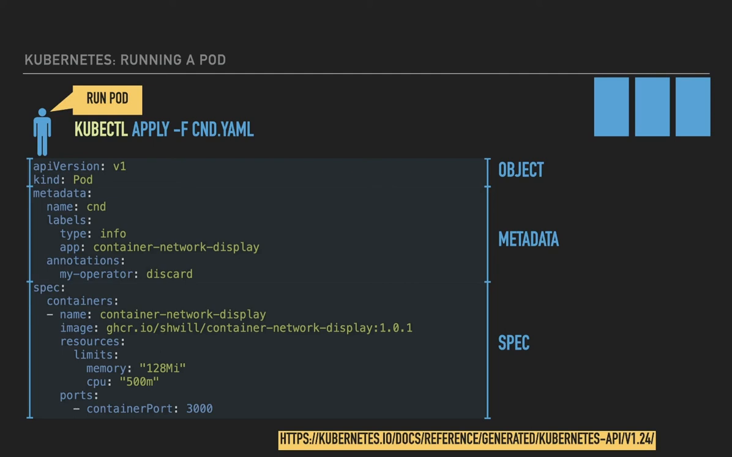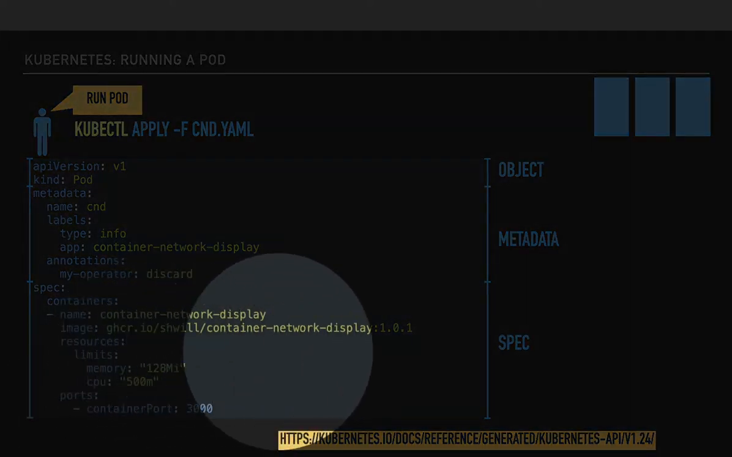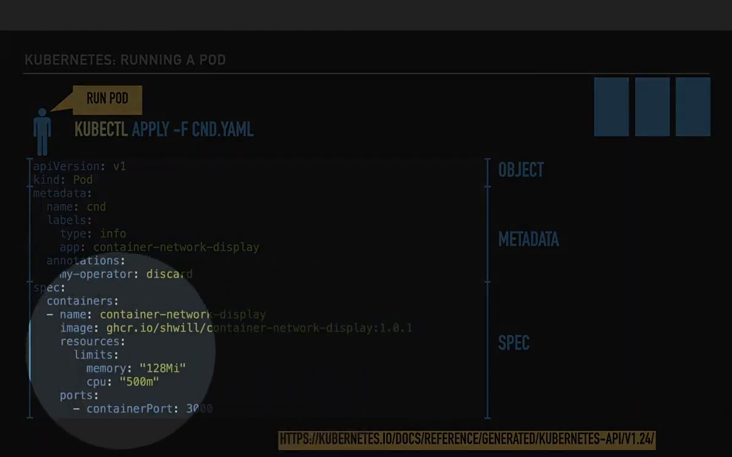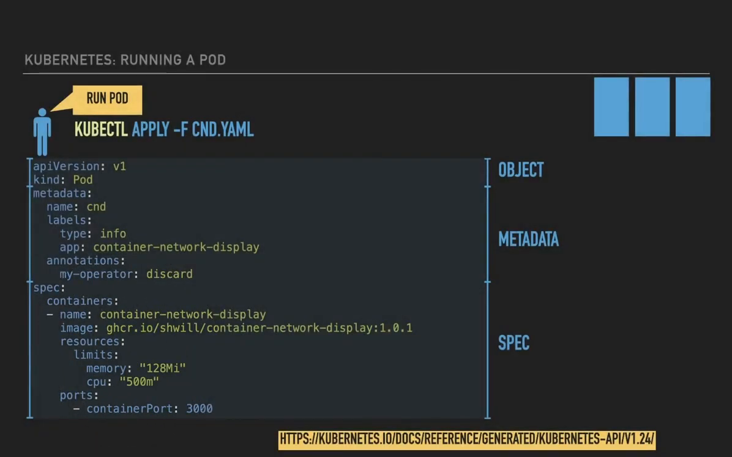Here we only have one container. Its name is network container display. The image that we run is specified. We even put a resource limitation on here. You only have 128 megabytes of RAM. This is a C group, a control group for the Linux kernel, when this container's environment is prepared.